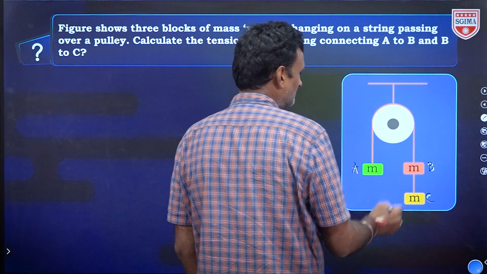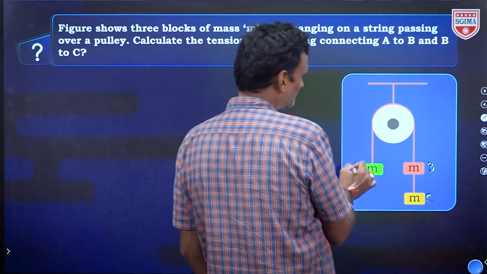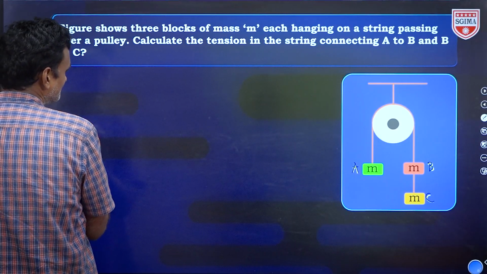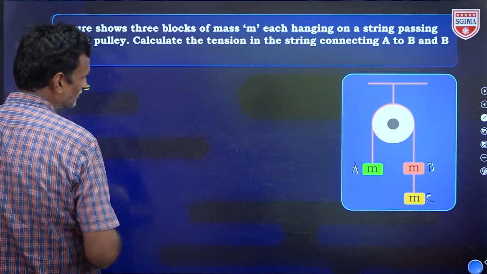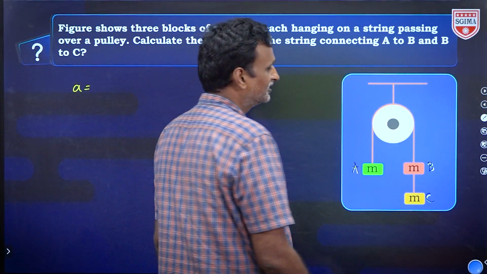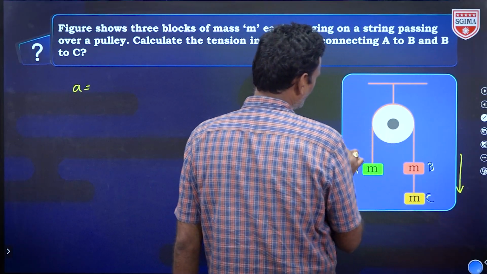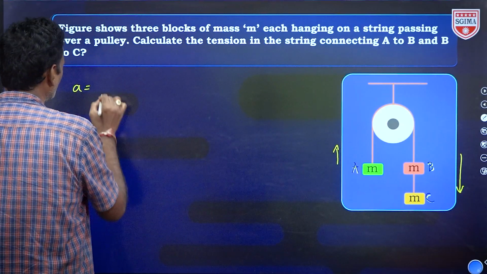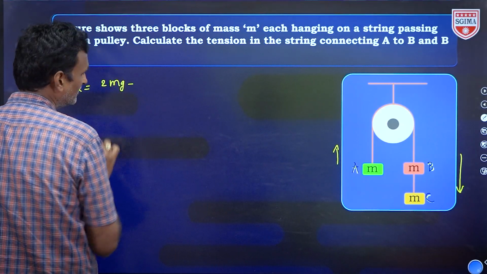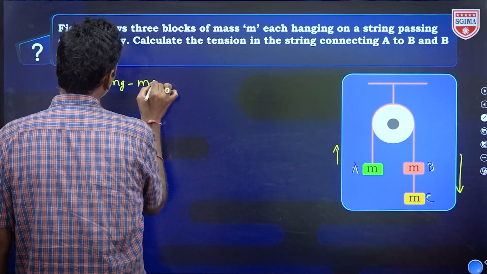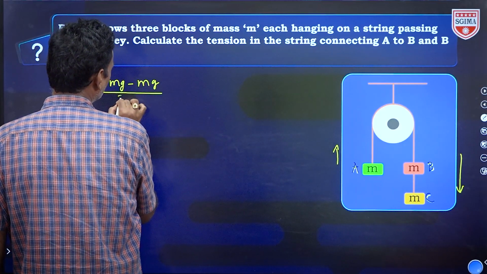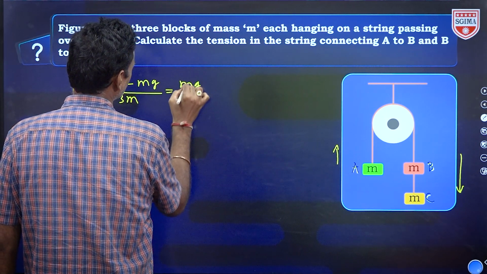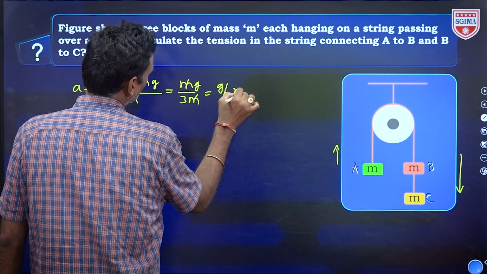So let us first of all see, 2 masses go downward, and one goes upward. In such a case, we can solve first for acceleration, equal to total supporting force. Supporting force means net force downward here and net force upward here: 2 mg downward. So we can write 2 mg minus the opposing force mg, divided by total mass 3m, which can be written as mg by 3m, which is g by 3 meter per second square.